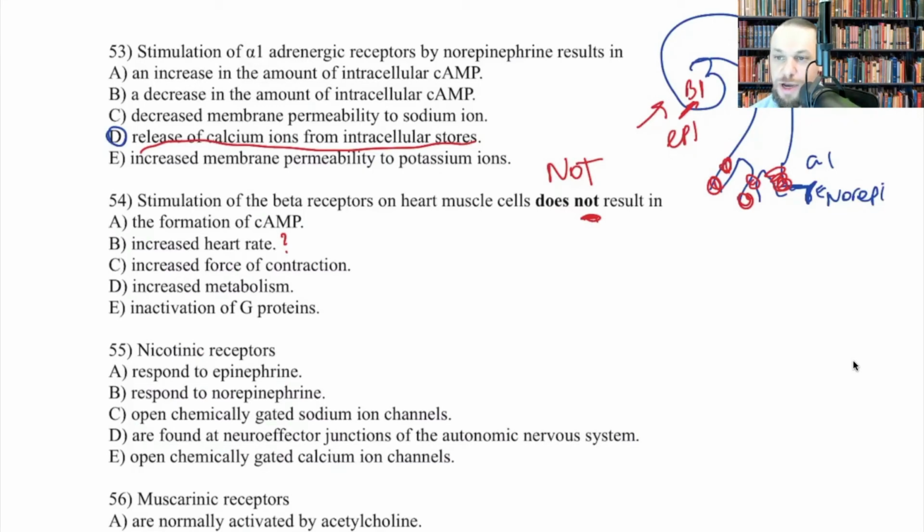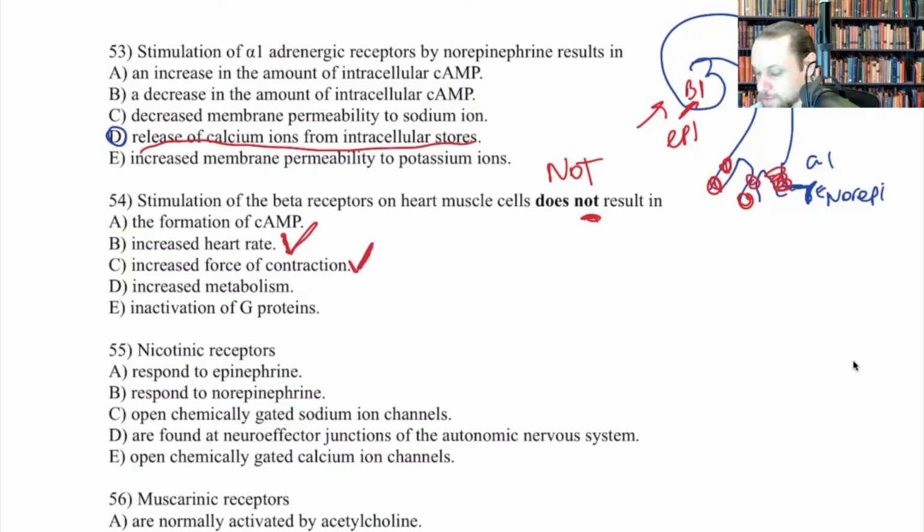Imagine you have a dog that's chasing you. It's about to bite you, and you have epinephrine secretion. Is your heart rate going up or not? Of course, increased heart rate. It makes sense. Will you have increased force of contraction? Absolutely, because beta 1 will do that to you.